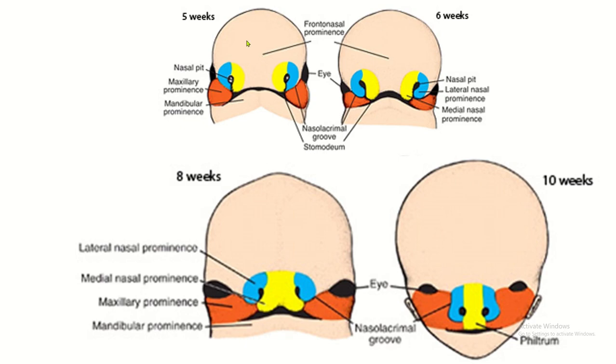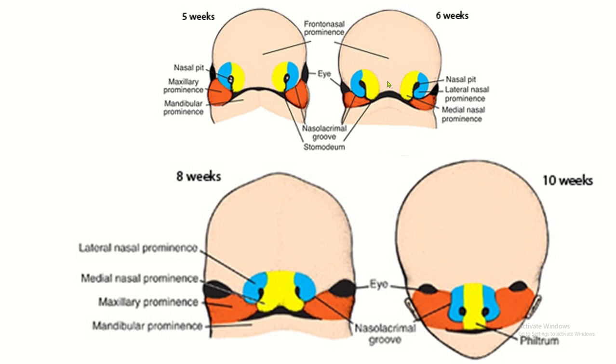So this is frontonasal prominence. In the lower part, there are two medial nasal prominence and two lateral nasal prominence, and they are developed around the olfactory placode or nasal pit. And this is the maxillary prominence and this is the mandibular prominence.